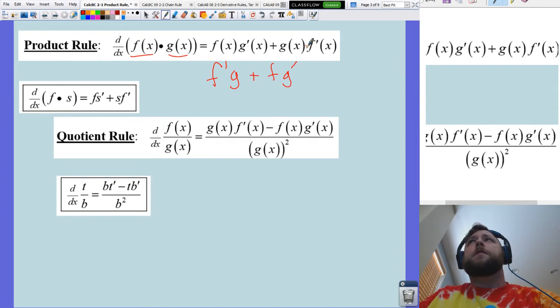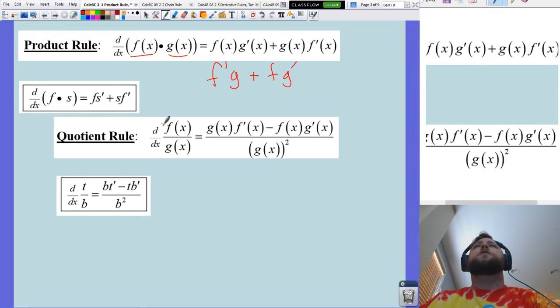The book might do this to you. Any way works. The whole point is you're deriving one of the functions plus deriving the other function. All right? Another way of putting this, first times second. They wrote it as first times second prime plus second times first prime. Whatever, it's the same thing.